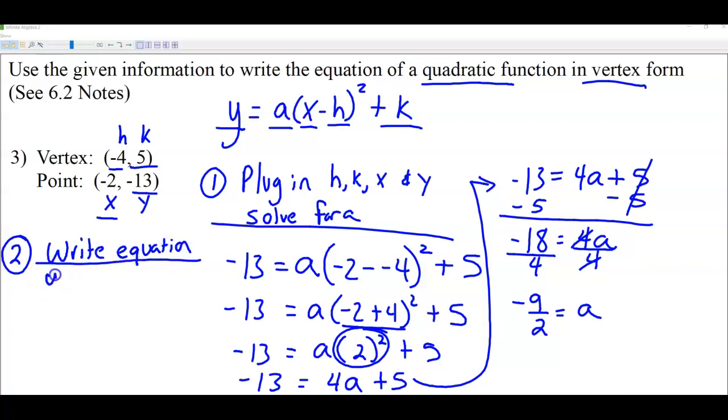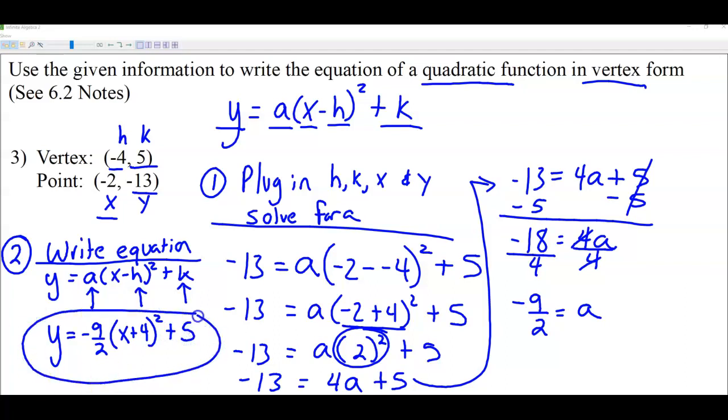And to do that, we're going to take this guy again, but this time we're going to put our a here, our h here, and our k here, and that's it. We won't do anything with the x and y at this point. So we have y is equal to negative 9 over 2, x minus a negative 4, which is just going to be plus 4, plus k, which is 5. And there's my final equation for that quadratic function in vertex form.